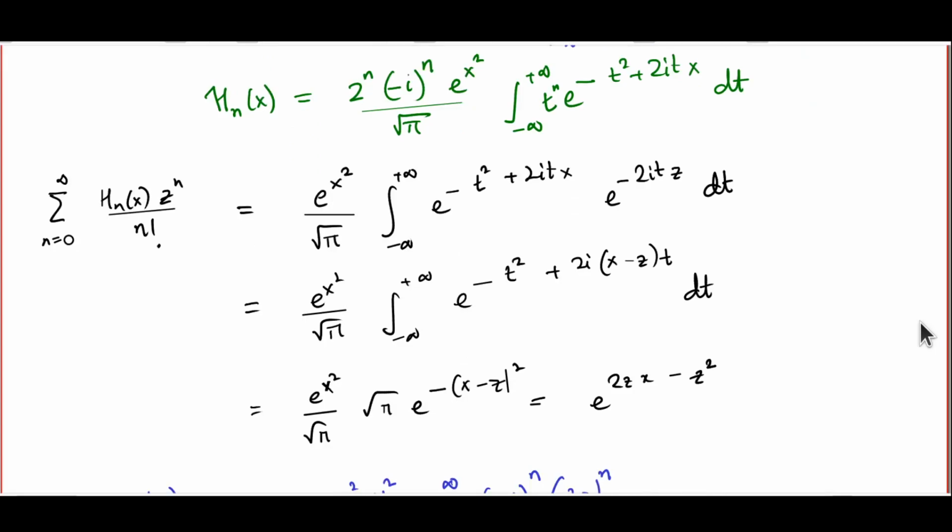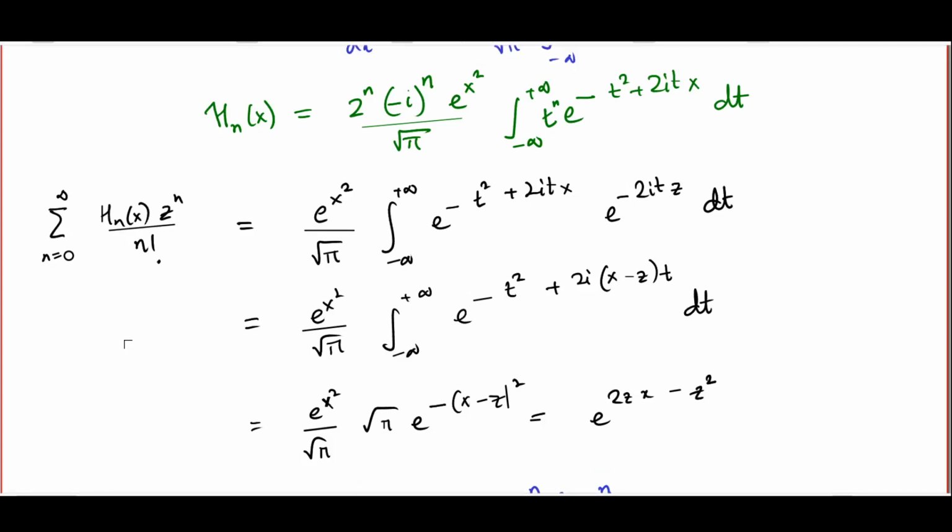So e to the x square by root pi, the prefactor, gets multiplied by the value of the integral, which is square root of pi times e to the minus (x minus z) whole square. And simple cancellation tells you that this is e to the twice xz minus z square, the familiar generating function for the Hermite polynomial. As you all know, various properties of the Hermite polynomials, including their recursion relations and their orthonormality conditions and so on, can be derived from this particular generating function.